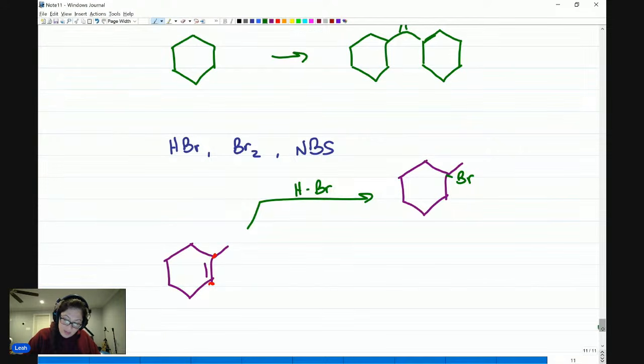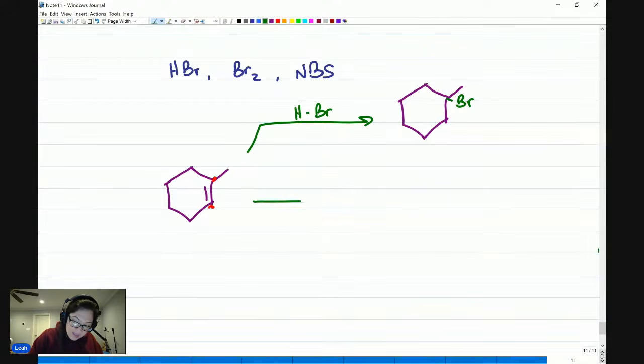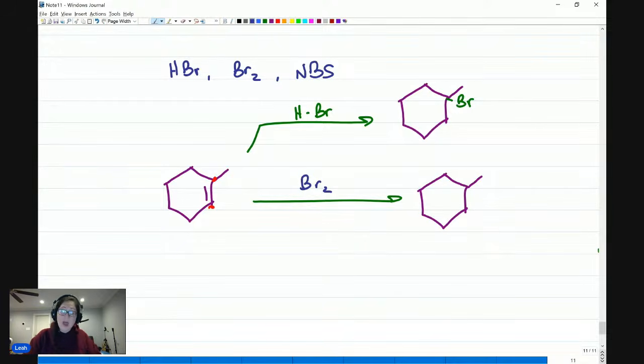If, on the other hand, I'm choosing to react this with Br2, then the same logic applies. I broke a pi bond. I'm adding two things across the pi bond. And if I have Br2, then the two things that I have available are bromine and bromine. That's the logic behind this reagent.